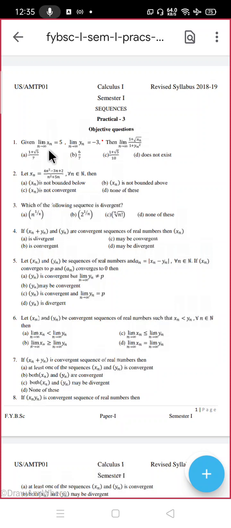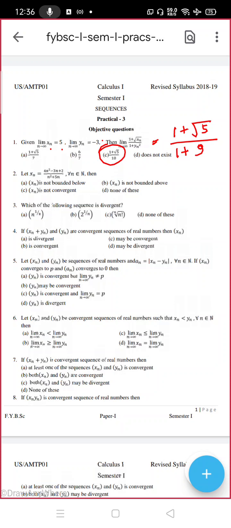Limit n tending to infinity xn equal to 5, limit yn equal to minus 3, then you just need to substitute it here. So it will become 1 plus root xn. In place of xn you need to put 5. So 1 plus root 5, in the denominator it will be 1 plus yn the whole square. What is yn? Limit of yn is minus 3. Minus 3 square is 9. So our answer is, do you see the answer? It is option C.